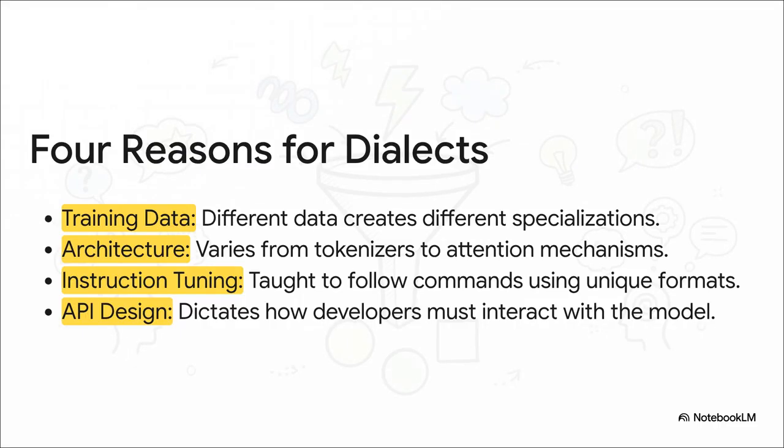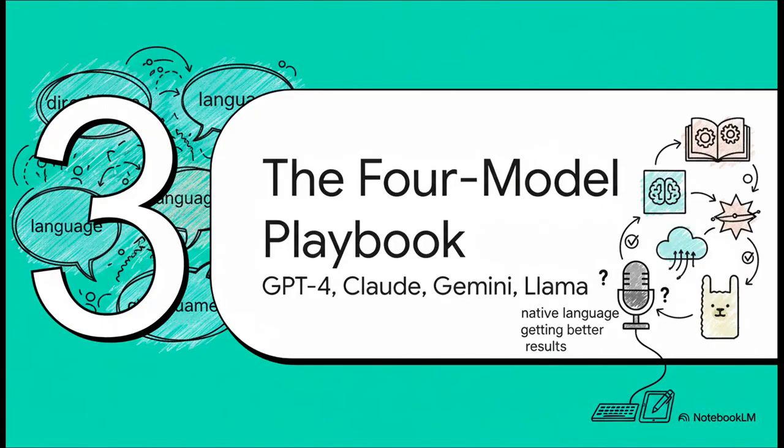So, okay, why do these dialects even exist? Well, it really boils down to four main things. First up, their training data is totally different. Gemini was trained with a huge focus on multimodality, while Claude was really focused on being helpful and harmless. Second, their internal architecture varies. Third is their instruction tuning. That's the process of teaching them to follow commands, and they all use different formats. And finally, their API design itself kind of tells us how we're supposed to talk to them in the first place.